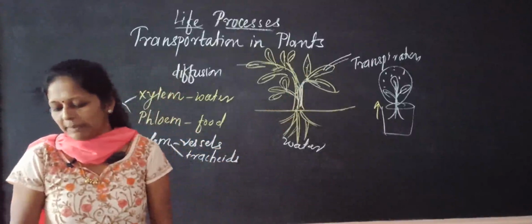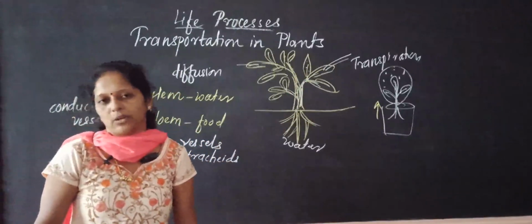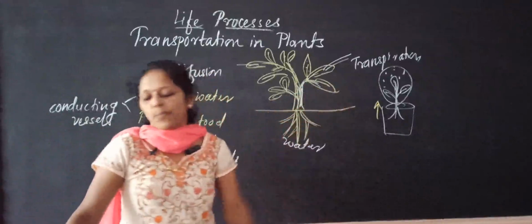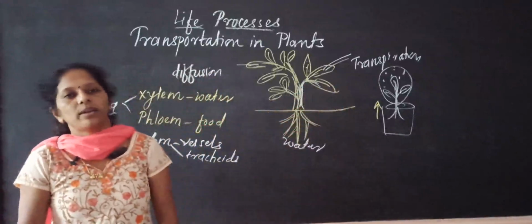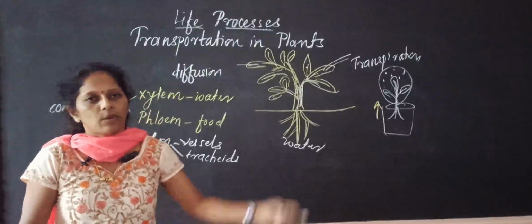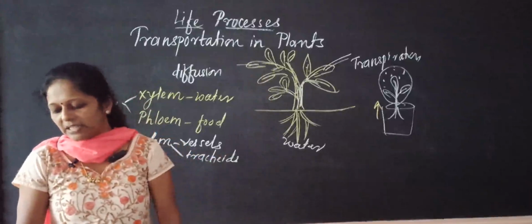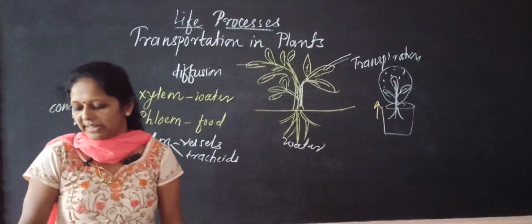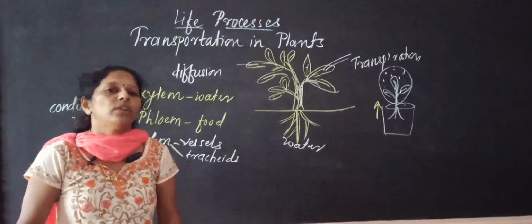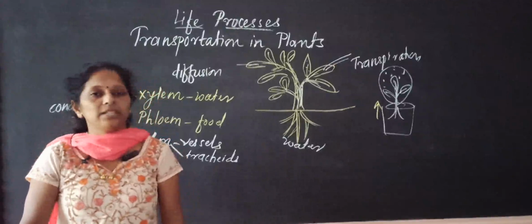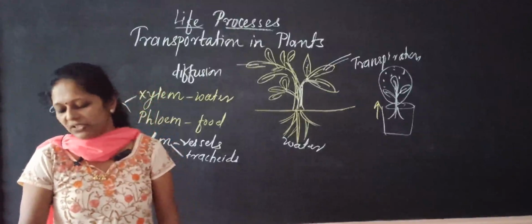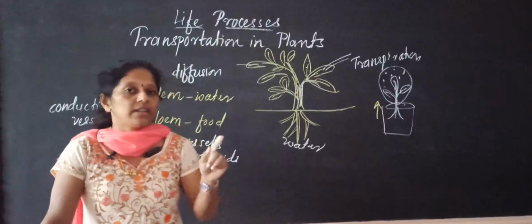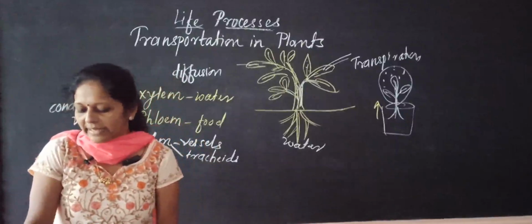Transpiration helps in the absorption and the upward movement of water. With the help of transpiration there is absorption of water from the soil, and upward movement of water against the gravitational pull, from the roots to the leaves. It also helps in temperature regulation in the plant body.